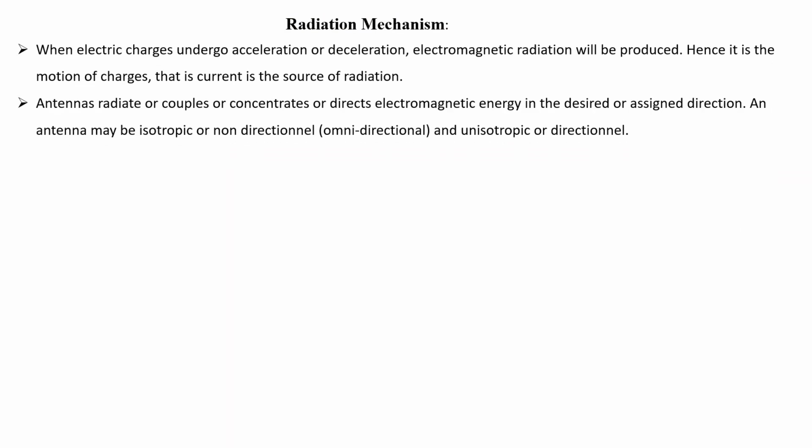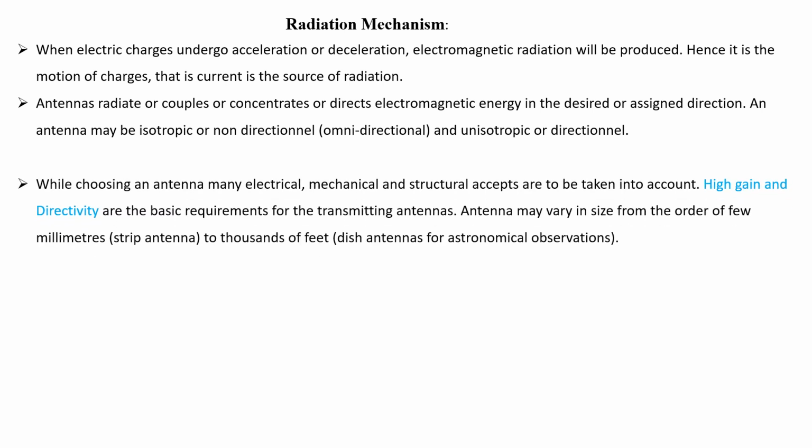When we talk about the antenna, there is also a radiation mechanism of the antenna. Basically when there is an acceleration or deceleration of the electric charges, the radiation will be produced due to the motion of the charges. So antennas can radiate or couple and concentrate the electromagnetic energy in the desired or assigned direction. When we choose an antenna, there are many electrical, mechanical, and structural aspects to be taken into account. High gain and directivity are the basic requirements for the transmitting antenna, and it can have a size from a very small strip antenna to very big antennas, thousands of these antennas.